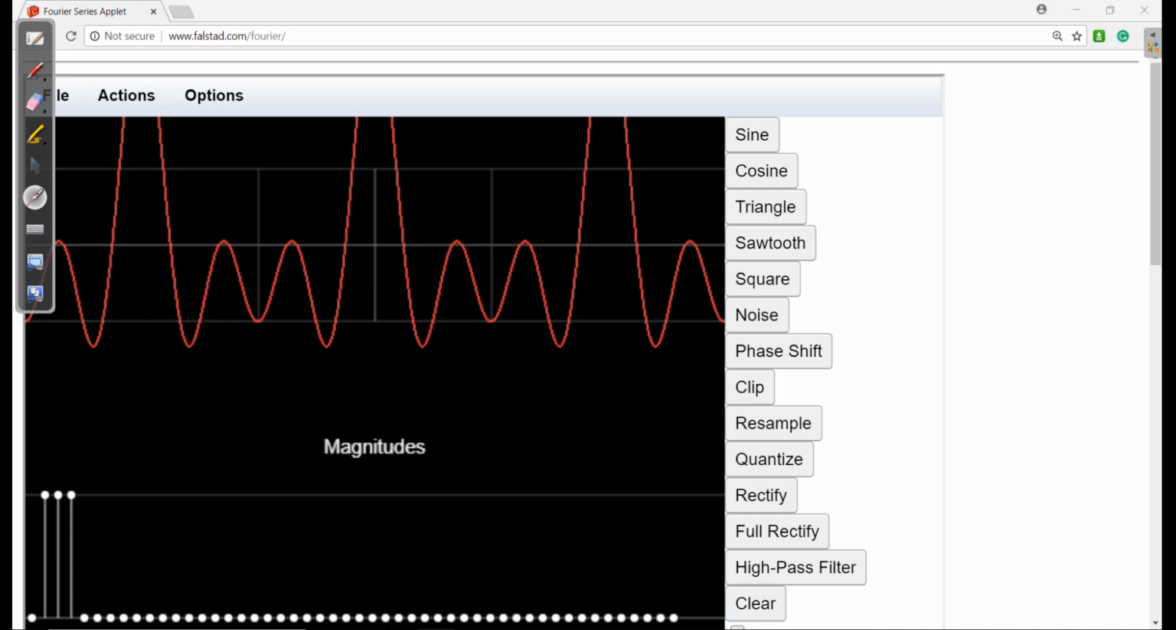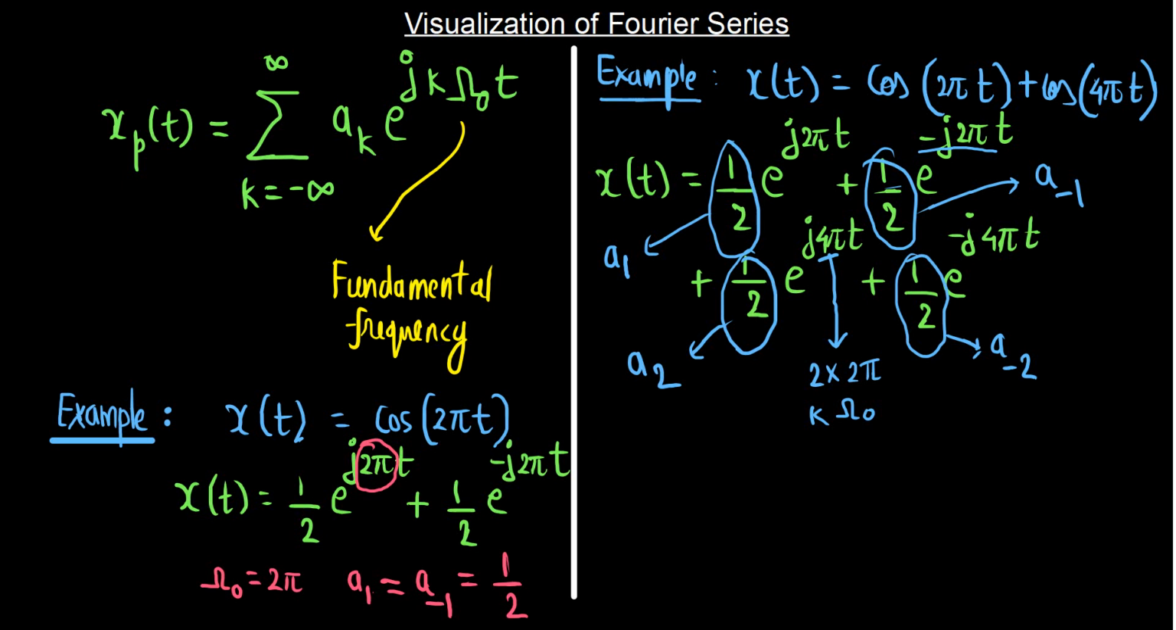So the axis here is K, and I am simply changing the coefficient or the magnitude of K. So if we go back to this expression, you can see that this magnitude, these coefficients I am changing, and the frequency components I am adding them.